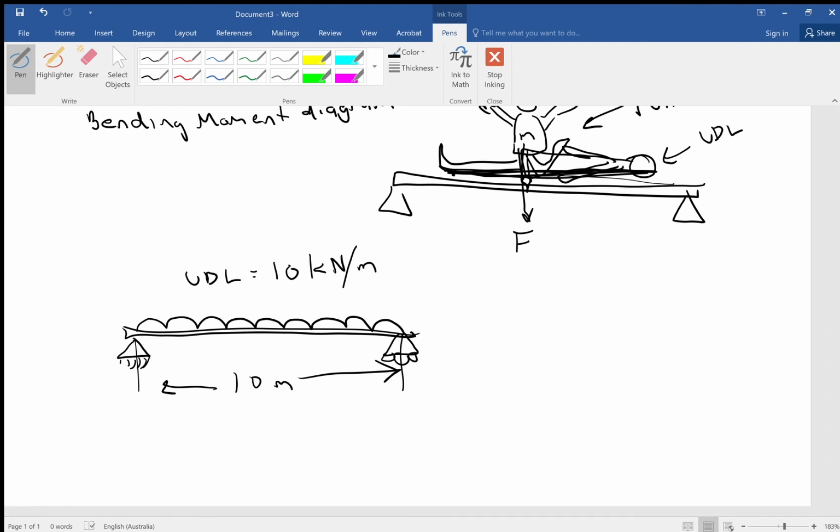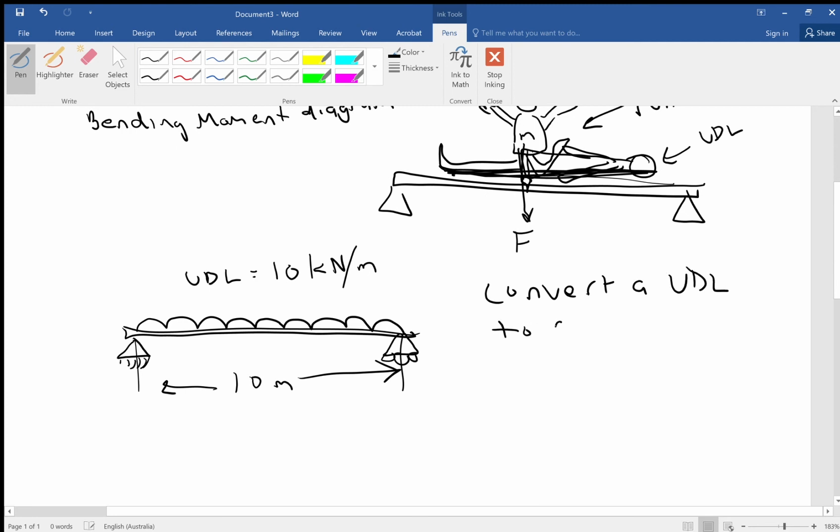Now, to calculate the actual reactions at the supports, it's handy to be able to convert a UDL to a point load force. And how do we do that? Well, it's really, really simple. We just take our UDL and we multiply by the distance that it's acting over.